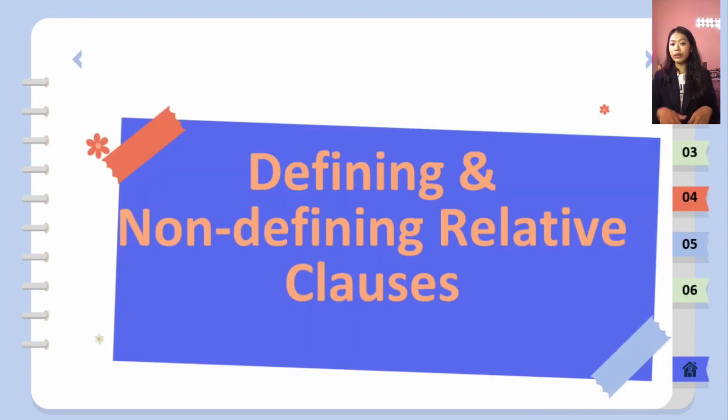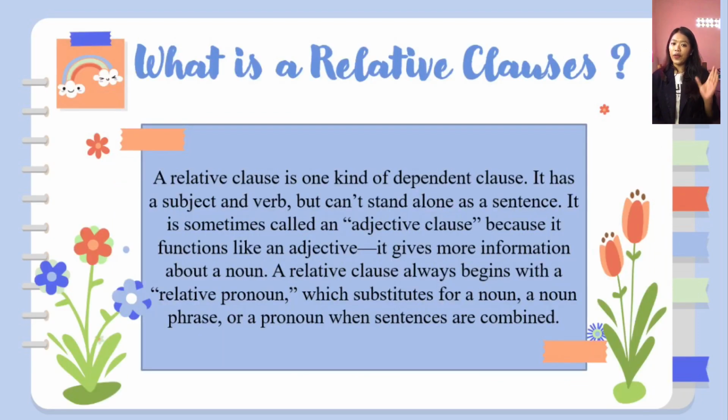Okay, the topic that will be discussed today is about defining and non-defining relative clauses. But before we talk about that topic, we need to know what a relative clause is. A relative clause is one kind of dependent clause. It has a subject and a verb, but cannot stand alone as a sentence. It is sometimes called an adjective clause because it functions like an adjective. It gives more information about a noun. A relative clause always begins with a relative pronoun, which substitutes for a noun phrase or a pronoun when sentences are combined.